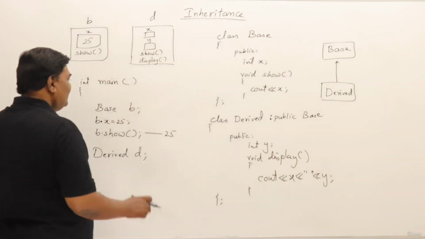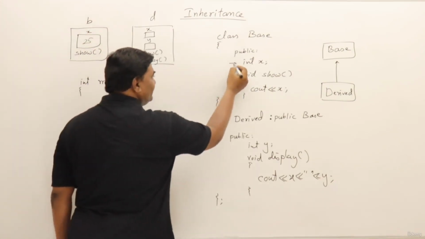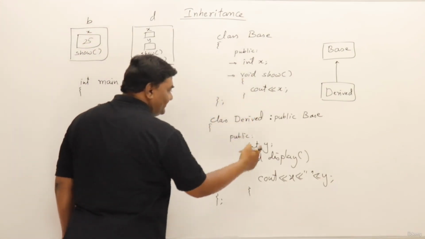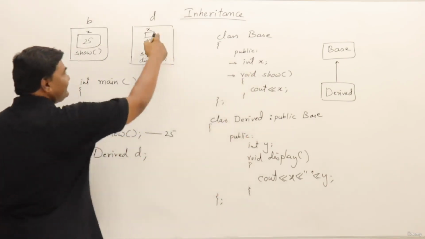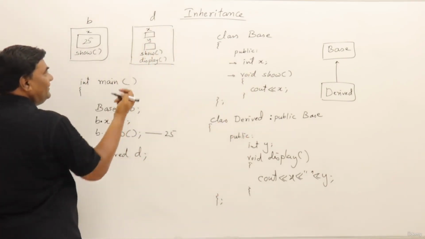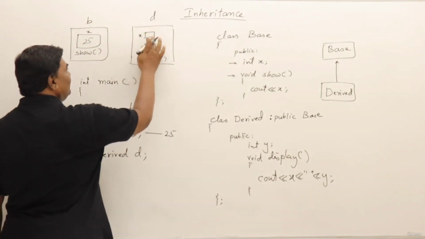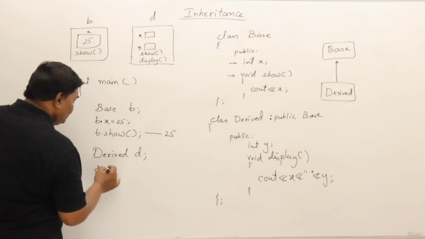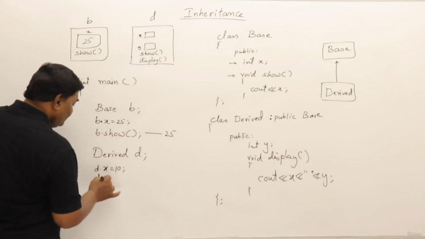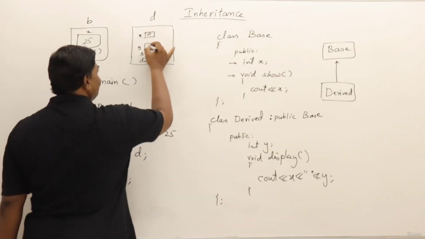Now you can see that the object of base class has x and show, these two things only, but the object of derived class has x, show, y and display. x, show and y and display. All these things are there. So I'll just write x on this side. Okay. Now, can I access that x? Yes, I can say d dot x assign 10 and d dot y assign 15. So this is 10 and this is 15.